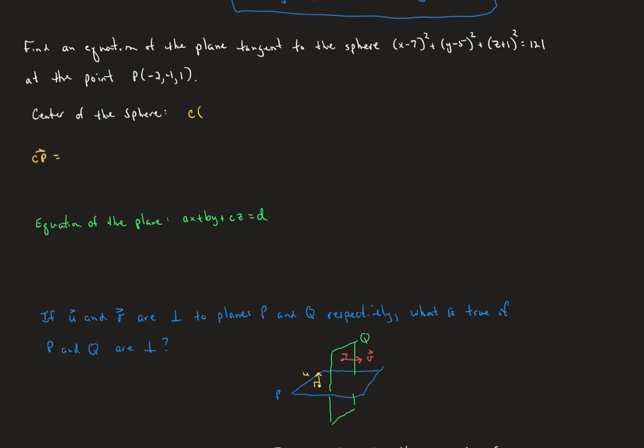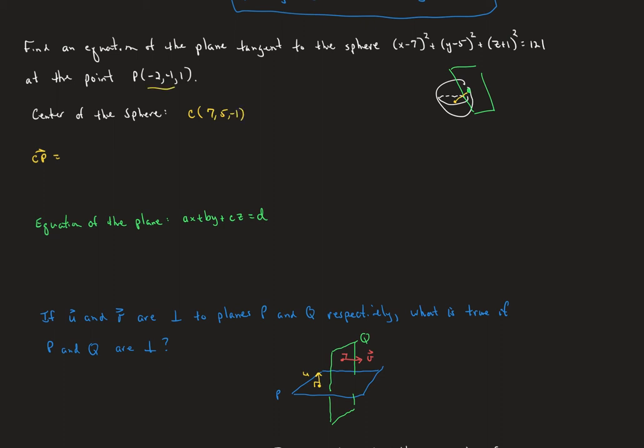Can we find an equation of the plane tangent to the sphere (x minus 7) squared plus (y minus 5) squared plus (z plus 1) squared equals 121 at that point P? So you can imagine we've got some sphere, and then we're going to take some plane that's going to intersect that sphere in a single point. And so we can see that our center is going to be 7, 5, negative 1. That's that point.